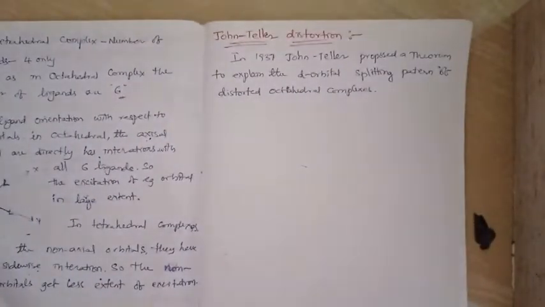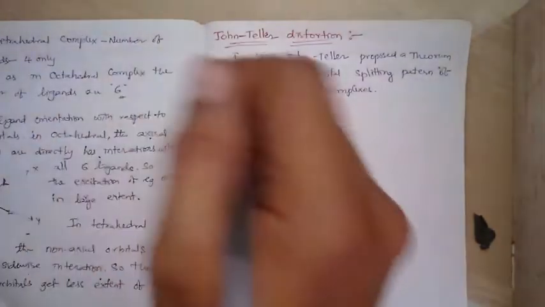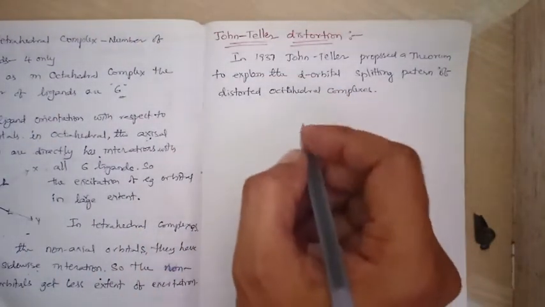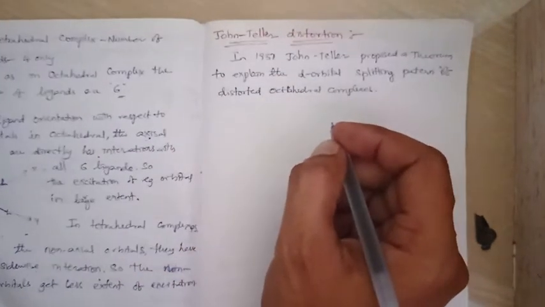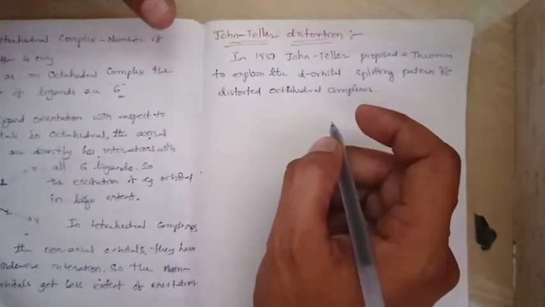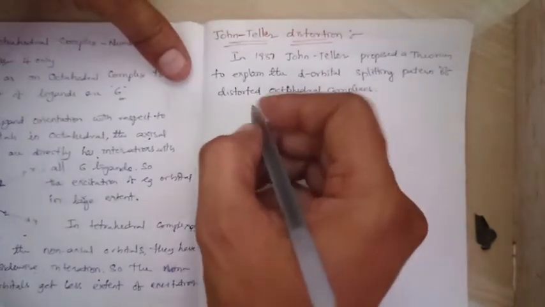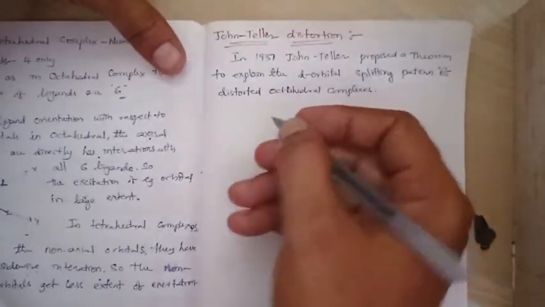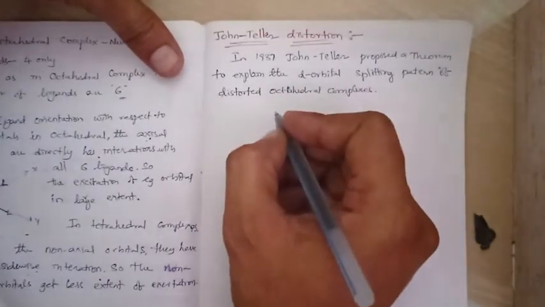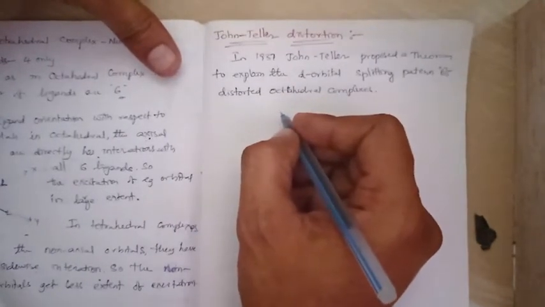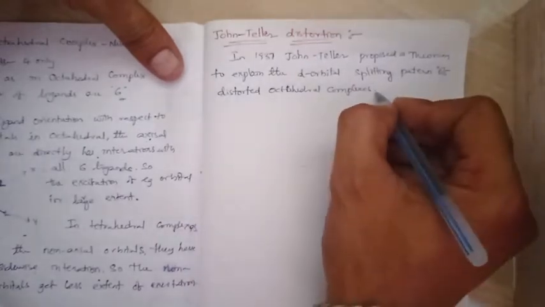Right, it actually explains the d-orbital splitting pattern of distorted octahedral. What is the distorted octahedral? We are going to see. Let us see the statement of the theory.